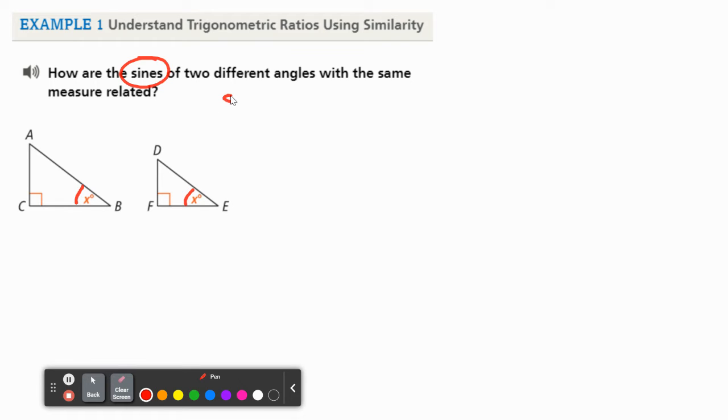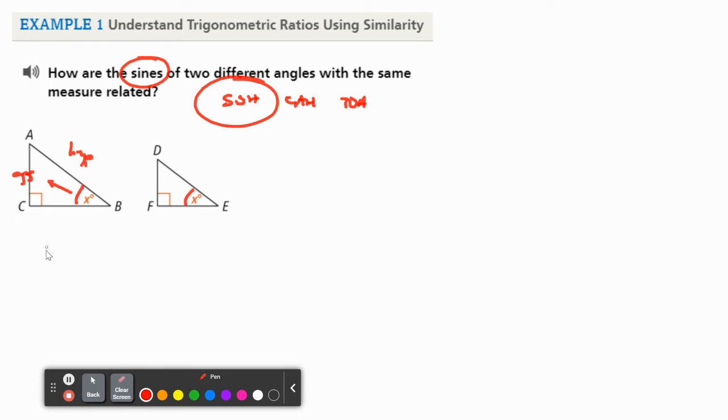So SOHCAHTOA. We're going to use SO for sine. We need to label the opposite and the adjacent in each picture. So this would be the opposite side from angle x, and this right here would be the hypotenuse.